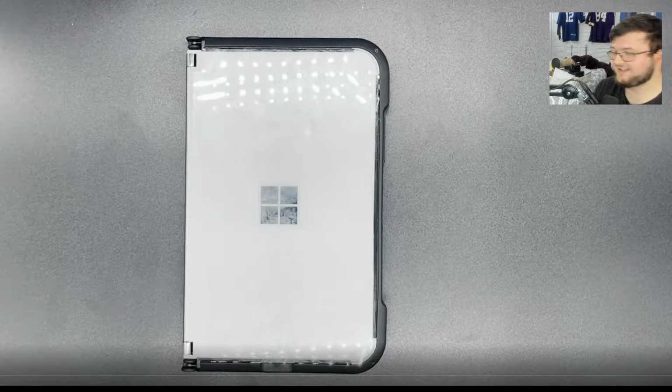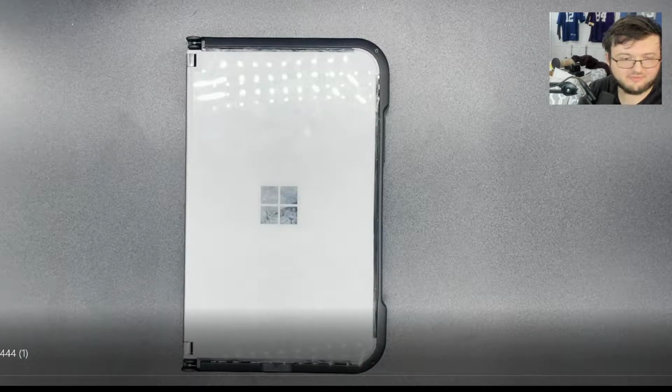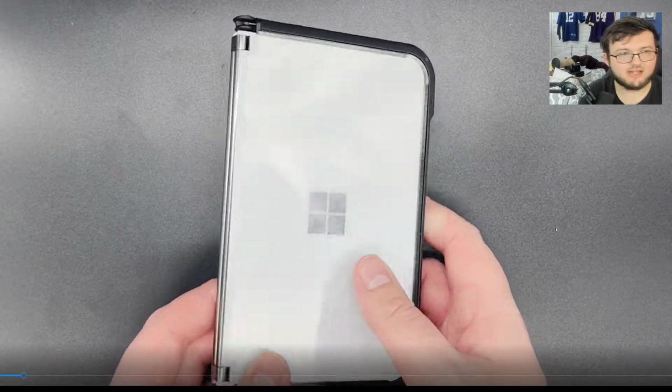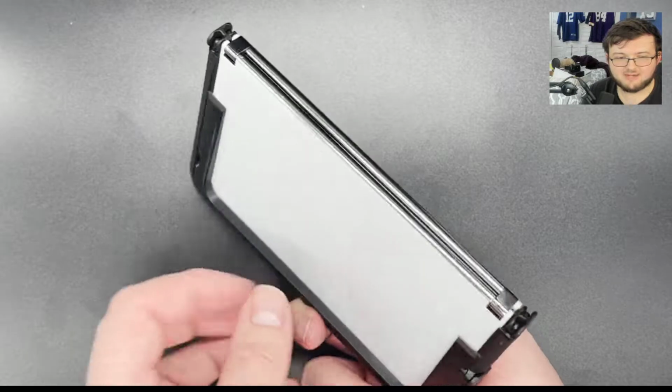Guys, today I did something kind of crazy. I put the Surface Duo 2's case, the Otterbox case, on this Duo 1. So this actually is a Duo 1 on the screen right now, and I put it on the Duo 1. The reason why I did that is because I just wanted to see how it would look and how it would actually feel. And right away, yeah, it doesn't fit.